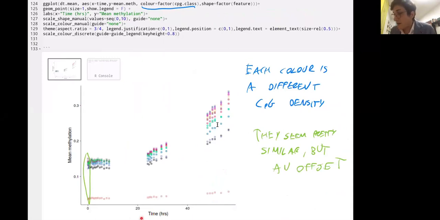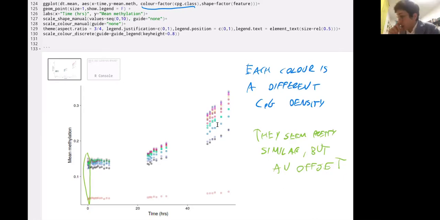On the x-axis, we have time. Sorry, it should be minutes. There's a mistake. No, sorry, it's in hours. It's correct. And on the y-axis, we have the average methylation, the one we computed before. The color stands for the different CPG classes, and the shape you're going to see later. I will not enter into detail of this code, it's just to make it look better, but it's not important.